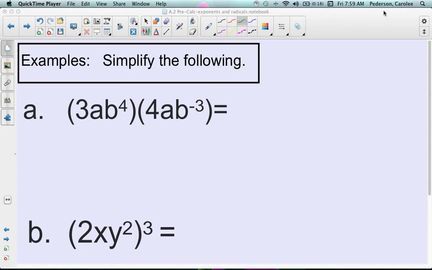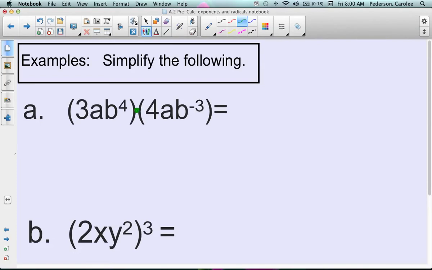Here are some examples of using the properties of exponents to simplify these expressions. What we have in this first example is 3ab to the fourth times 4ab to the negative third, and we're multiplying these two expressions together.